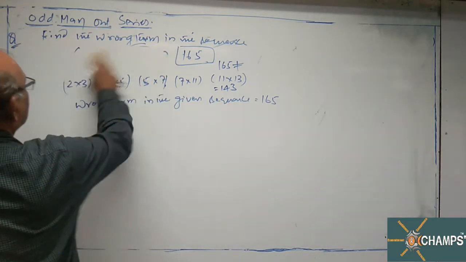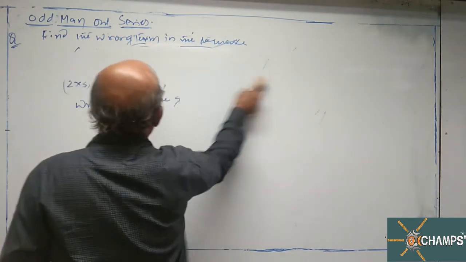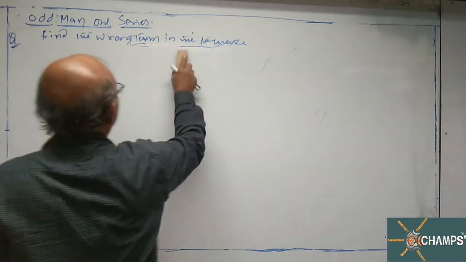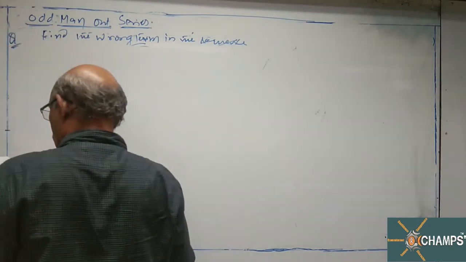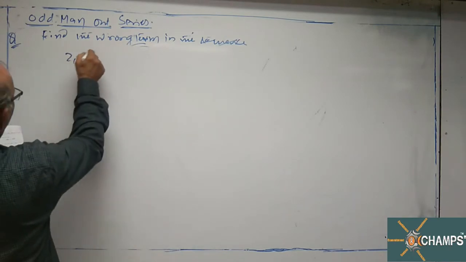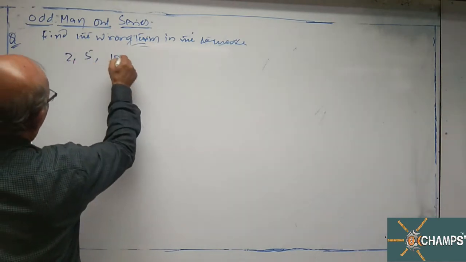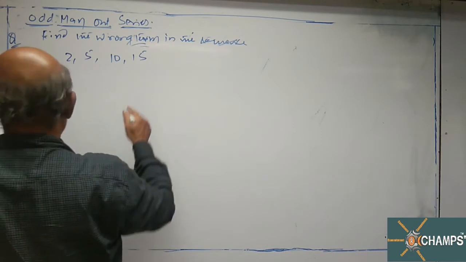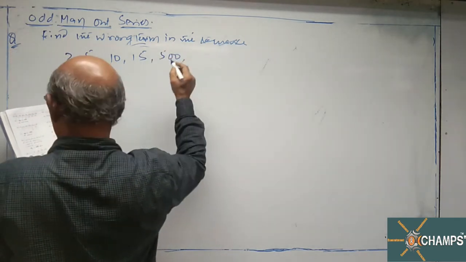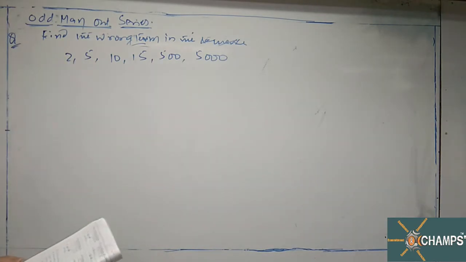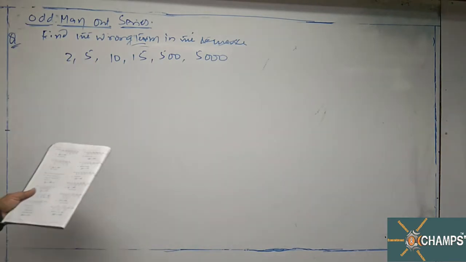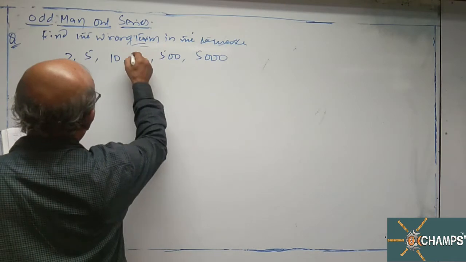Next one, sir. 2, 5, 10, 50, 500, 5000. 2, 5, 10. This is 50, sir. Sorry.